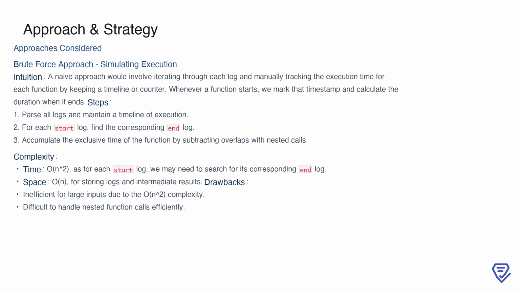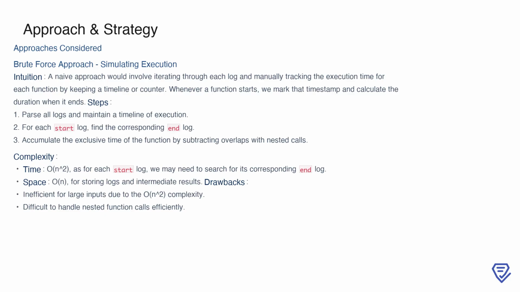When tackling this problem, one of the first approaches we might consider is a brute force simulation of the function execution. The idea here is straightforward. For every log entry, we manually track the time a function starts and ends while also accounting for overlaps in nested function calls. To do this, we would parse all the logs, maintaining a timeline or counter to keep track of execution. Each time a function starts, we would mark its timestamp, and when it ends, we calculate its duration and subtract any time spent on child functions.